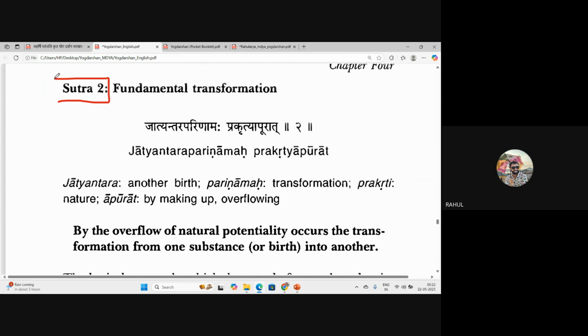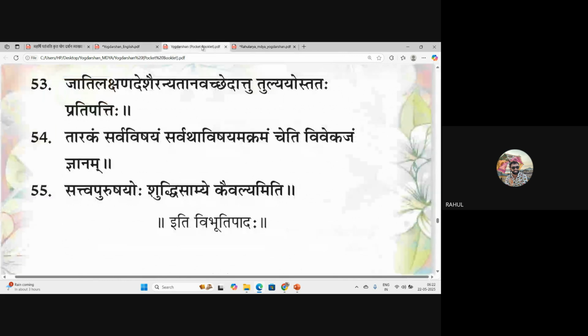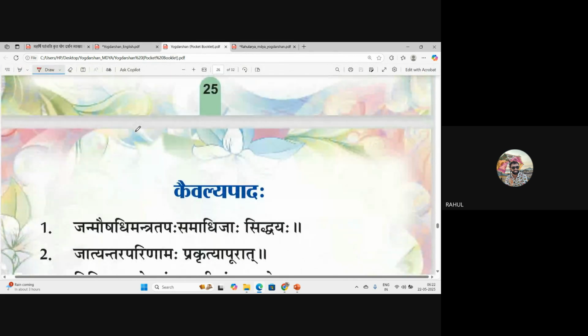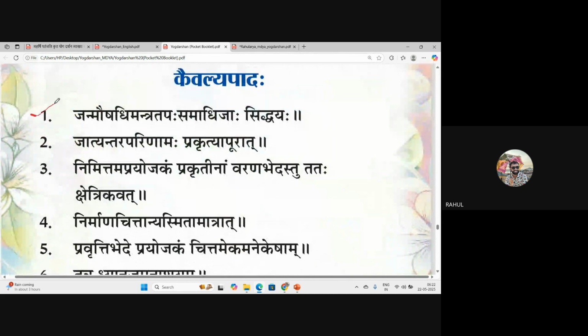Sutra number 2 it is. First we have to understand. So 5 main sources of the siddhi. These are the 5 main sources. Okay. Now second is the Jati Antar Parinam Prakrityapurat. How is it possible? How can the one body be changed?